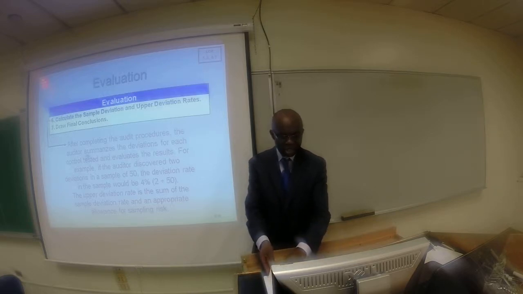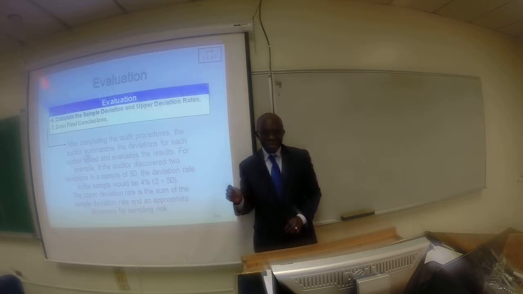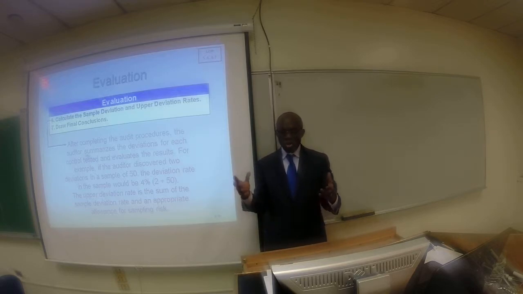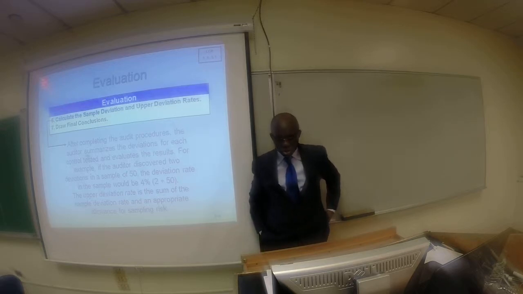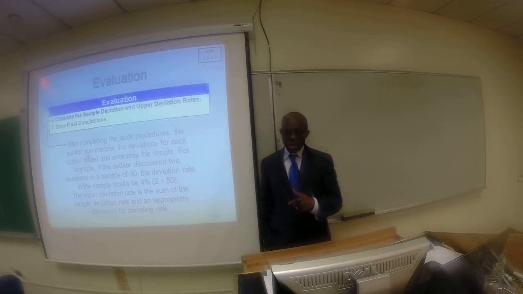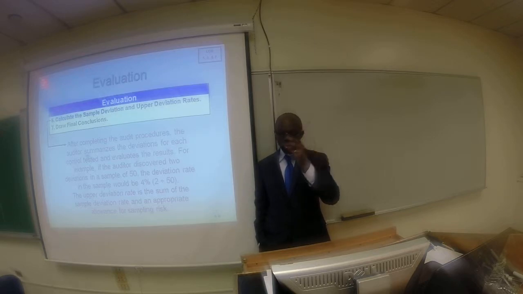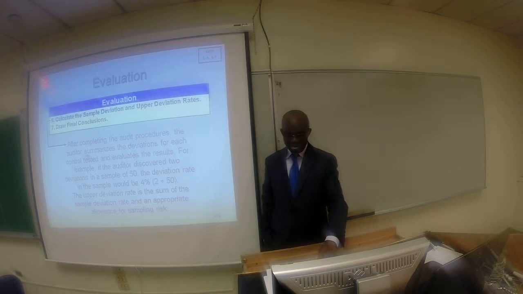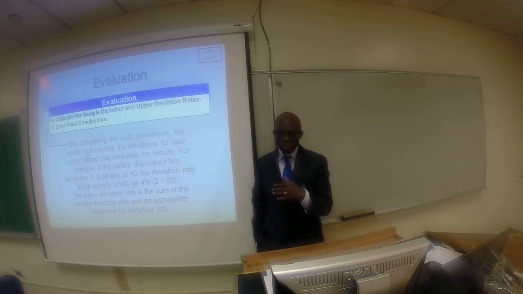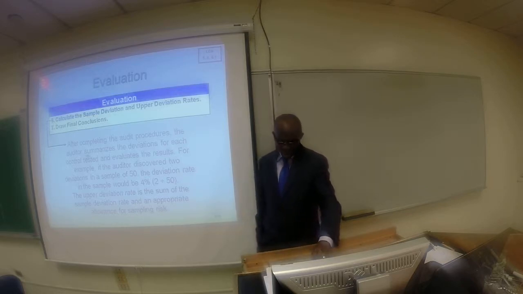Let's take a look at evaluation. After completing the audit procedure, the auditor summarizes the deviation for each control tested and evaluates the result. Now, let's take a look at the example they have here. If we have 2 deviations in a sample of 50, you divide 2 by 50, that will give you 4%. We also talked about the upper deviation rate here. The upper deviation rate is the sum of the sample deviation rate and an appropriate allowance for sampling risk. What does that mean? We are going to talk about that in the next slide.